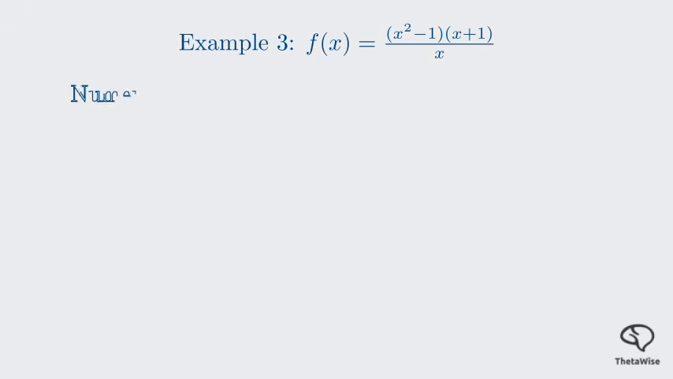Our third power rule example shows how you might need to simplify first before applying the rule. Let's find the derivative of the quantity x squared minus 1 times the quantity x plus 1, all divided by x. It's tempting to jump to the quotient rule, but let's be clever. Notice that x squared minus 1 is a difference of squares. It factors into x plus 1 times x minus 1. So our numerator is x plus 1 squared times x minus 1. This looks much more complicated.